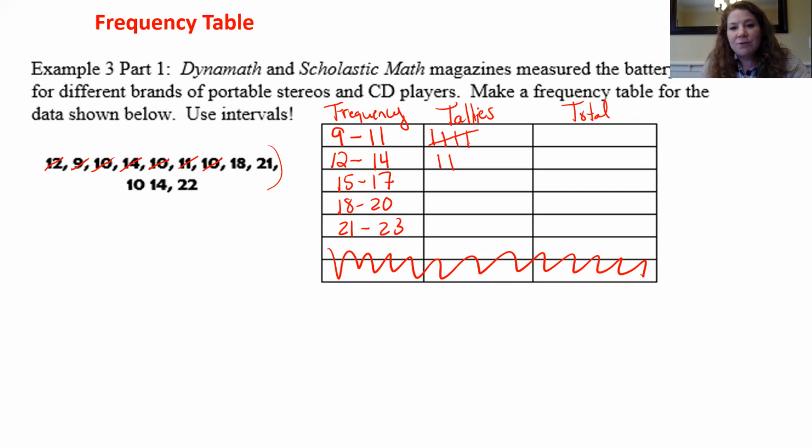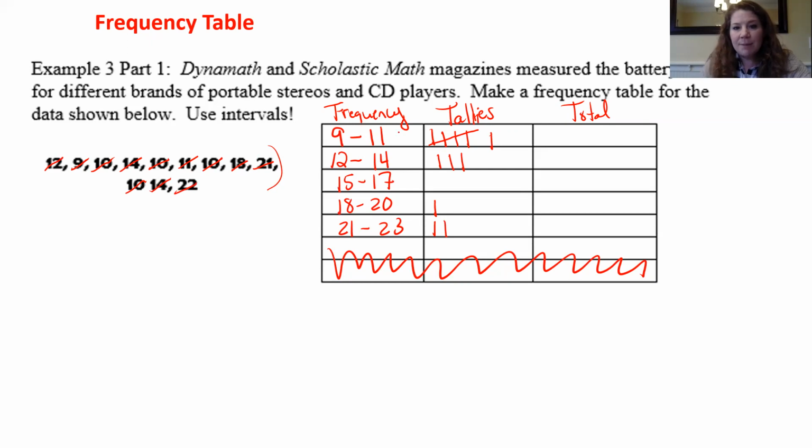So when you have 1, 2, 3, 4 and then the 5th tally, you always do that long line across just to make it easy to count them. All right, then we have 18 right here, 21 right here, 10, another one up here, 14, and 22. All right, so hopefully I did that right.